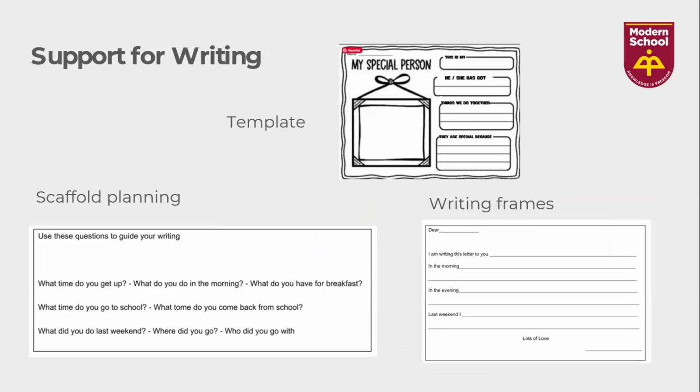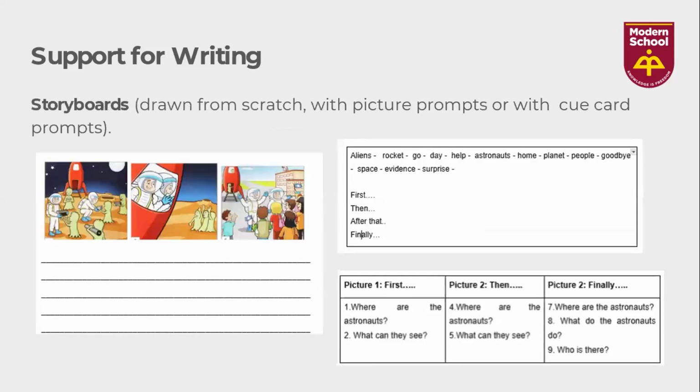And for writing, we also use lots of templates, writing frames, and scaffold planning. How do we do it? We give them guiding questions so that they know what to include in their pieces of writing. For instance, this is one we use as storyboard. It is actually taken from international exams students sit for. And in general, they are given the 3 pages and they need to describe the event.